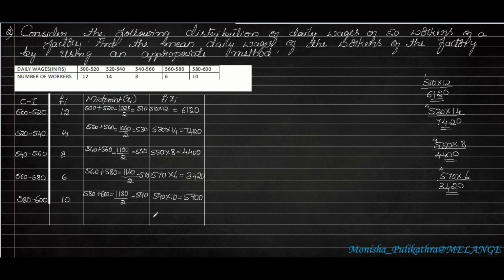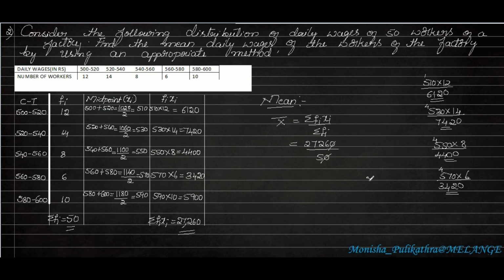So next what we have to do is we need to find summation Fi Xi and summation Fi. So if you add this, you will get 50, and if you add this, you will get 27,260. Okay. So now we have to find out the mean. The formula for mean is x bar is equal to summation Fi Xi divided by summation Fi. Summation Fi Xi is 27,260 divided by 50.